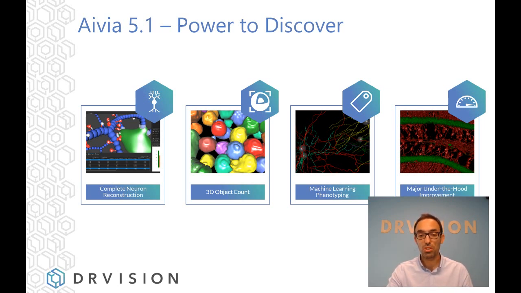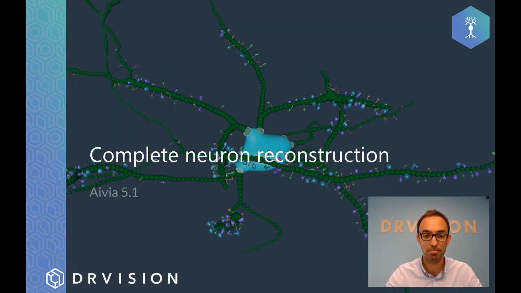Then I will look at our latest update on the machine learning phenotyping, which now includes the potential to use spine morphology also for creating a classifier, as well as branches of dendrites and 3D objects that we create in Aivia. And finally, give you a rundown of some of the major under the hood improvements, mostly to do with speed improvements on multiple parts of Aivia. So I'll cover those today.